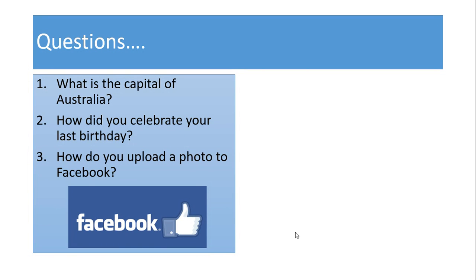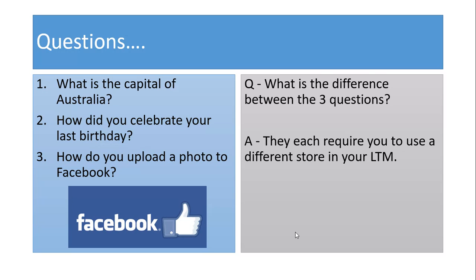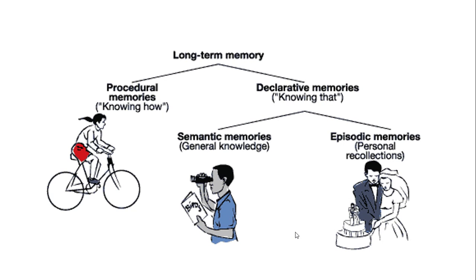So in terms of those questions, what's happening is each of those questions involves a different aspect of long-term memory. So remembering what the capital of Australia is, that's a fact. Remembering how you celebrated your last birthday, that's something that happened to you. And remembering how to upload a photo to Facebook, that's how to physically do something. So each of these questions requires you to use a different store in your long-term memory. So long-term memory can be divided into tasks that are knowing things and knowing how to do things.